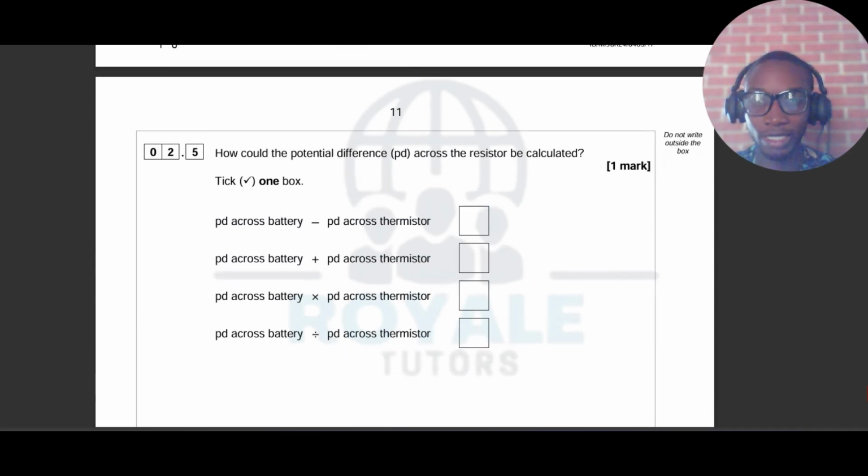Now the next one says, how could the potential difference across the resistor be calculated? So we have four different options. We have the potential difference across the battery. So the PD here technically means potential difference. So is that the potential difference across the battery minus the potential difference across the thermistor, the potential difference across the battery plus the potential difference across the thermistor? And then we have a multiplication or division here.